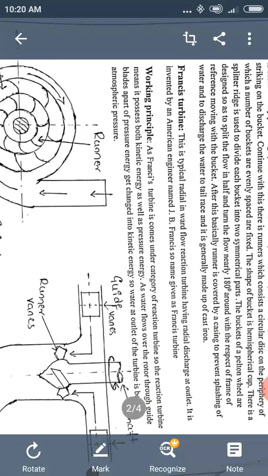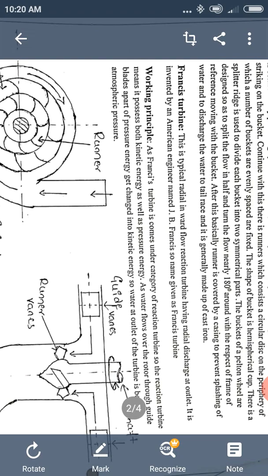Then the second type is the Francis turbine. This is a typical radial inward flow reaction turbine, an inward flow reaction turbine having radial discharge at the outlet. It was invented by the American engineer J.B. Francis, and so the name Francis turbine. Then the working principle: the Francis turbine comes under the category of reaction turbine, and a reaction turbine possesses both kinetic energy as well as pressure energy.